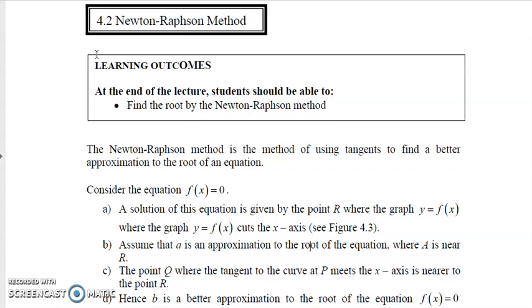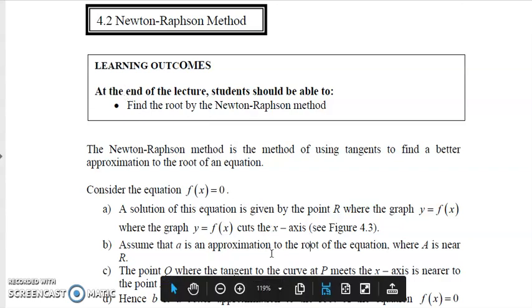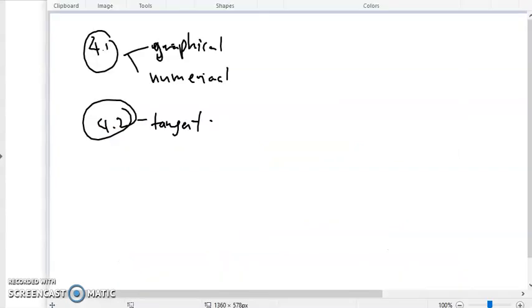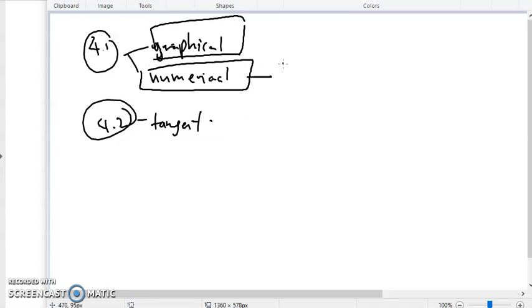Okay, on subtopic 2, we are going to find the roots. Subtopic 1 tadi kita find roots. Subtopic 2 pun kita cari roots juga. Cuma in subtopic 1, 4.1, we are using graphical and numerical method, which is the changes of the sign. Okay, numerical method is using changes of the sign.